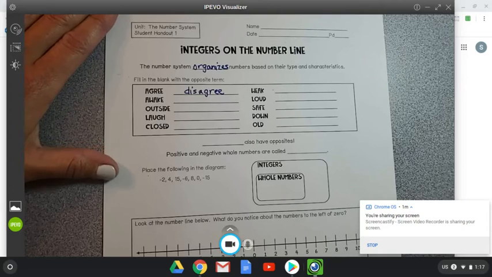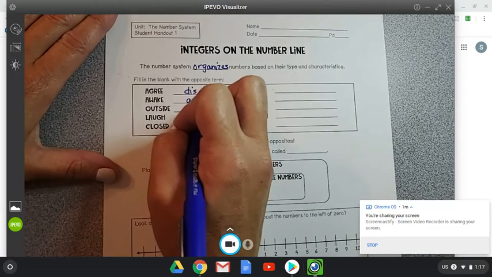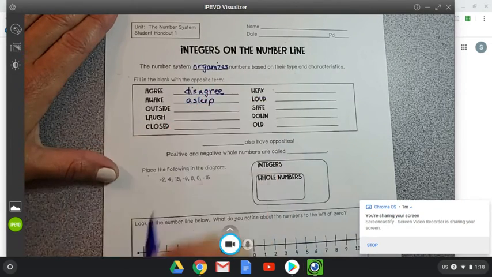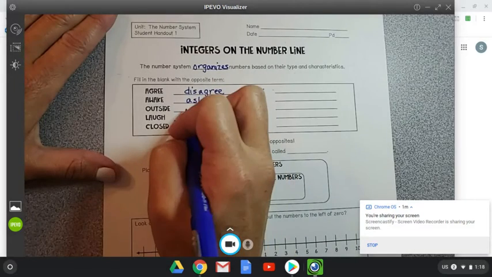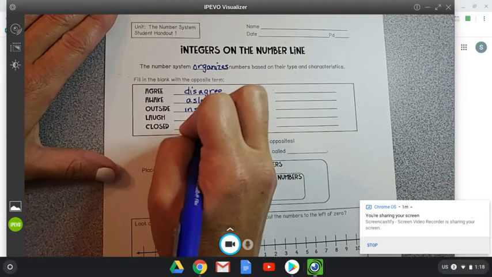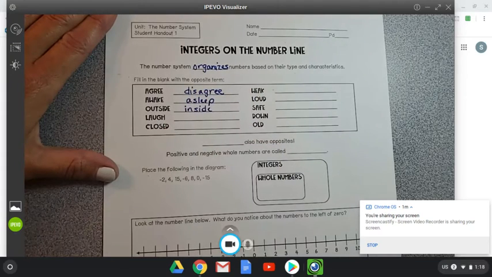The opposite of awake is asleep. The opposite of outside is inside. And I'm going to turn it over to you guys for the rest of these.